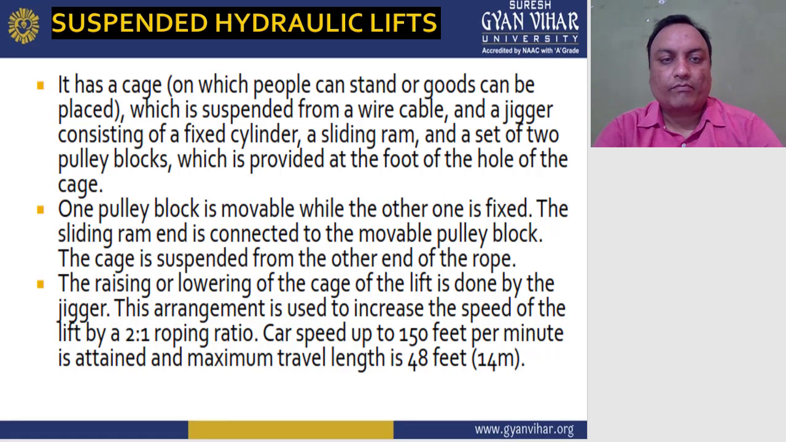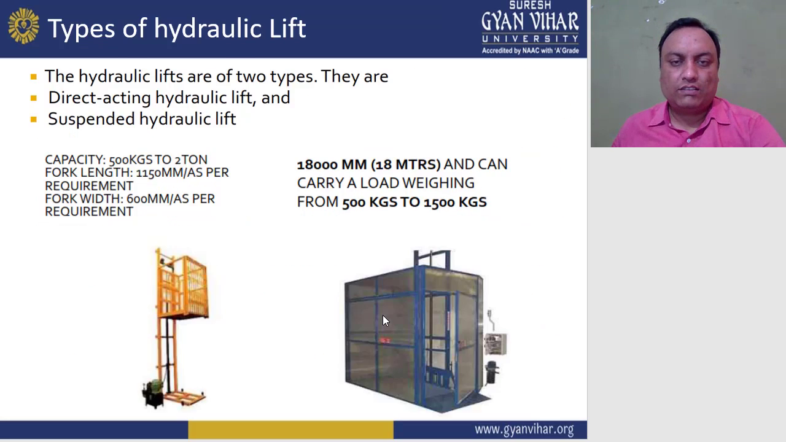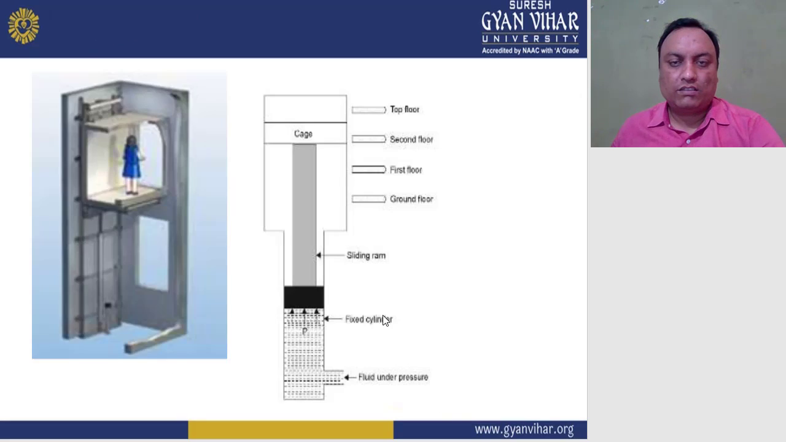Which is provided at the foot of the hole of the cage. One pulley block is movable while the other one is fixed, and the sliding ram end is connected to the movable pulley block, and the cage is suspended from the other end of the rope. And this is one construction of this, like this, right?